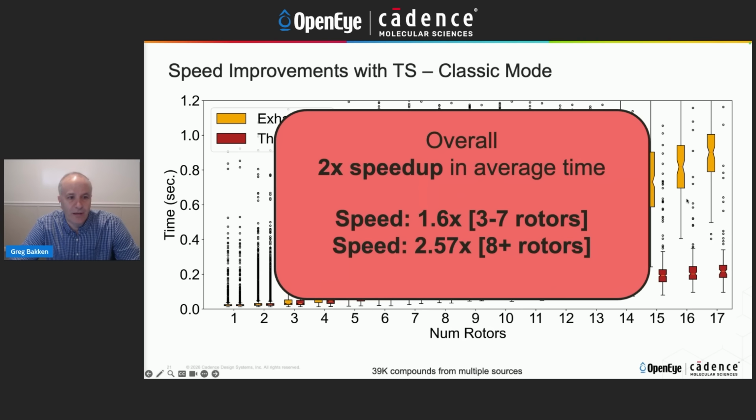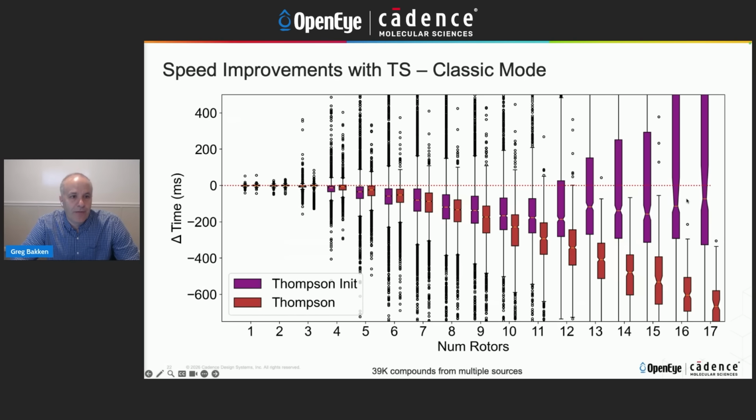And again, we see a little bit more of a speed up with the larger number of rotatable bonds than the smaller number of rotatable bonds. And really telling is if we look at the delta plot here and we compare the initial version of Thompson sampling with our optimized version, you can see particularly towards the right of this plot that we're doing a much better job with those systems with a larger number of rotors, and we're getting a consistent decrease in time, whereas with the initial implementation of Thompson sampling, we were not.